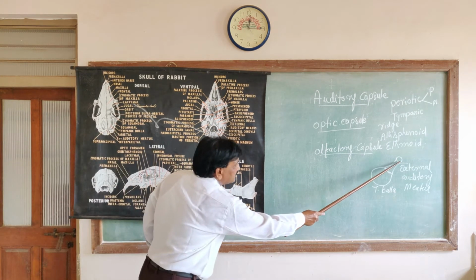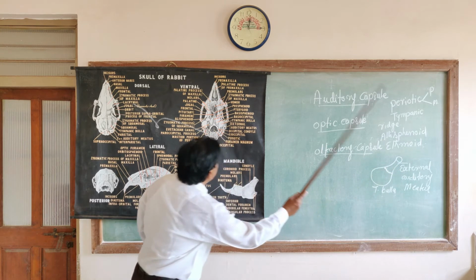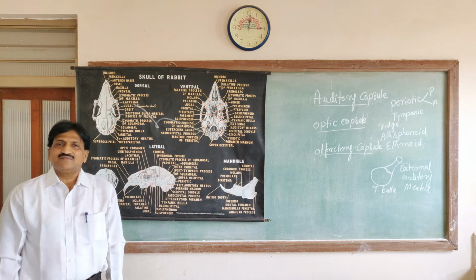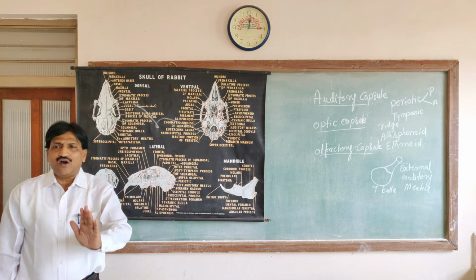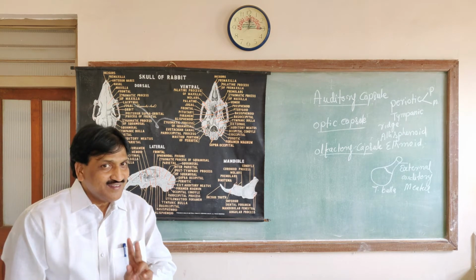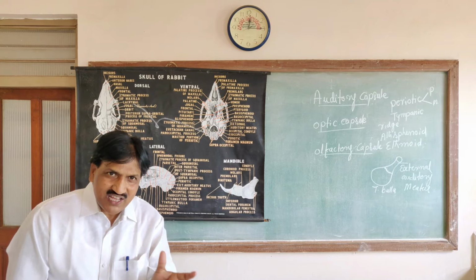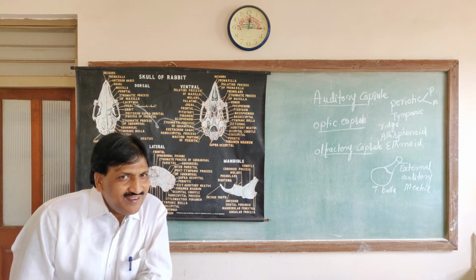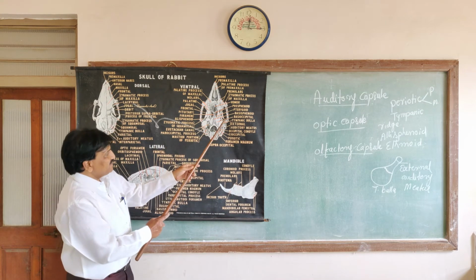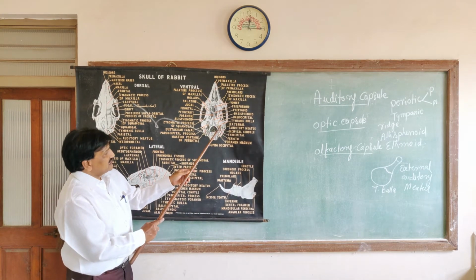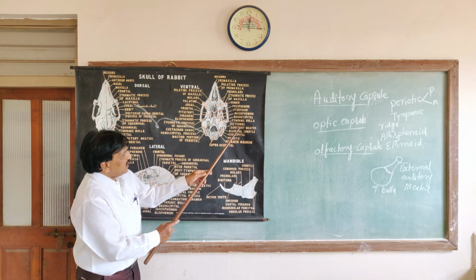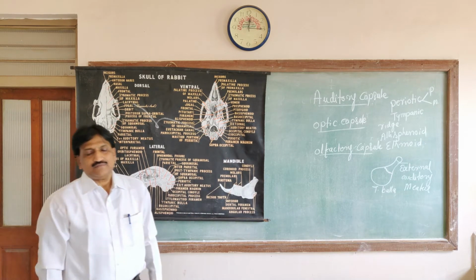The narrow part is called the external auditory meatus. Now, what is the tympanic bone? It is a flask-like structure, visible on the ventral side, not on the dorsal side. The swollen part is called the tympanic bulla, and the narrow part is called the external auditory meatus.